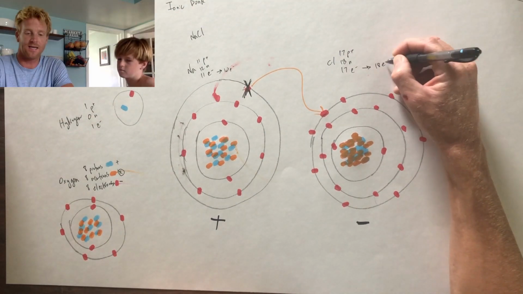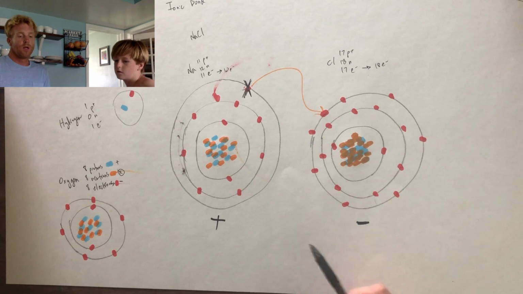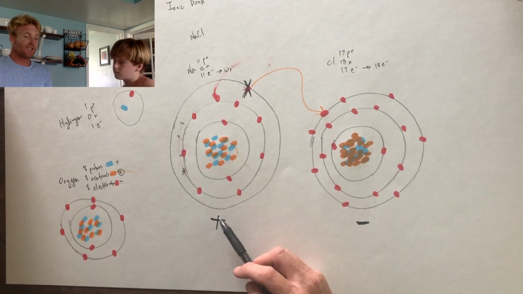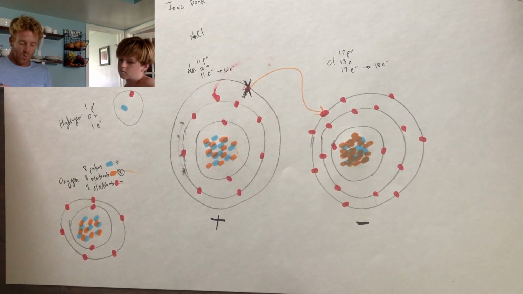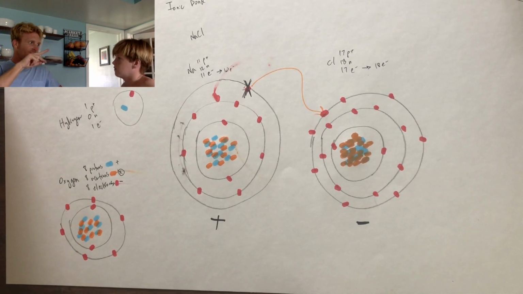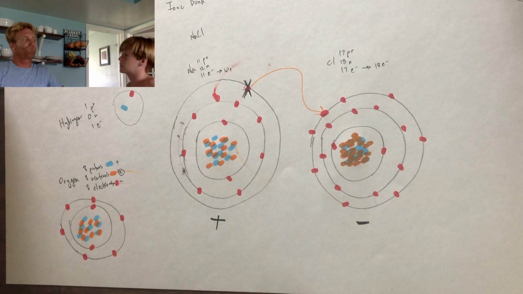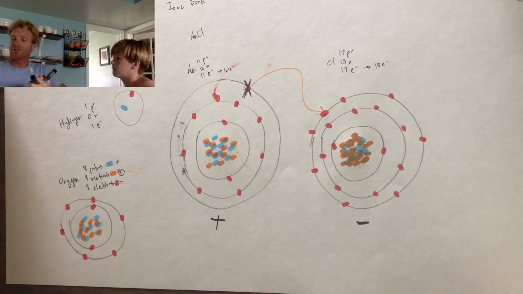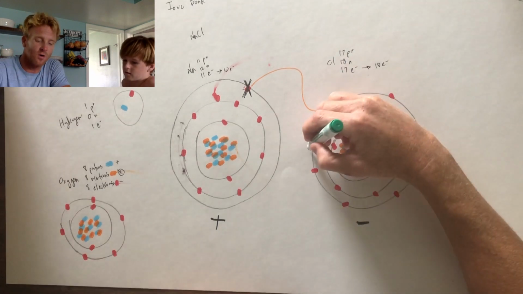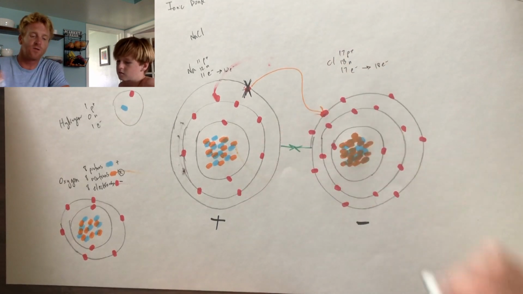So now he has 18 electrons. This is called an ion because he has a different number of electrons than the normal atom. What do we know about positive and negative things? Think about a magnet. The positive side of a magnet sticks to the negative side. Opposites always attract. So there's going to be a weak attractive force between these 2 ions.